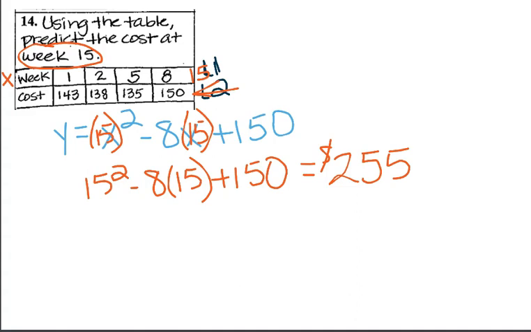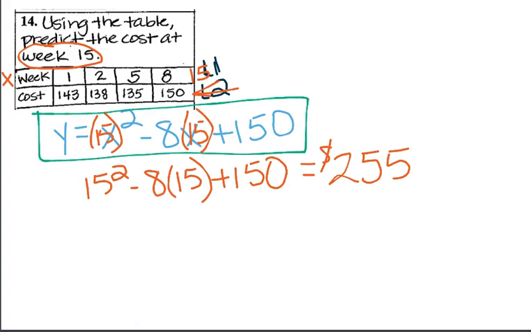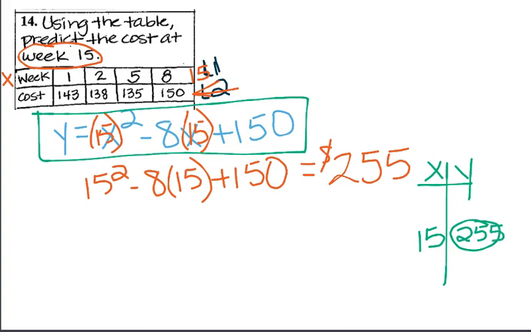Another way that you could do it is, since it's only at week 15, you could also put this equation into your y equals of your calculator and then go to the table. We know that in the x column will be the 15. Whatever's across from it is going to be your answer. So if you did that, you should also get 255. So that's two ways of solving the problem.